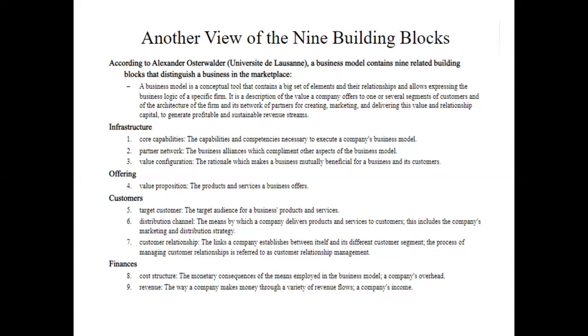And finances, cost structure. The monetary consequence of the means employed in the business model, a company's overhead. Next is ninth, revenues. The way a company makes money through a variety of revenue flows, a company's income.